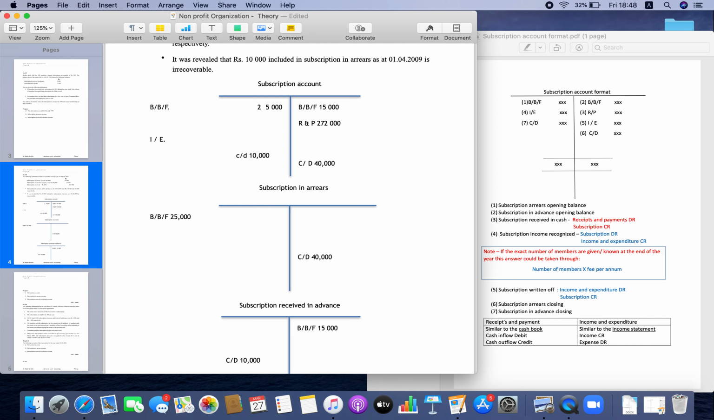Right, so we have written off 10,000. Now guys, remember, this 10,000 that we wrote off belongs to arrears. So you have to go and mark this in your arrears account as well. Remember, in the main subscription account, this comes on the credit side, so even in the arrears account, it should come on the same side, that is, the credit side.